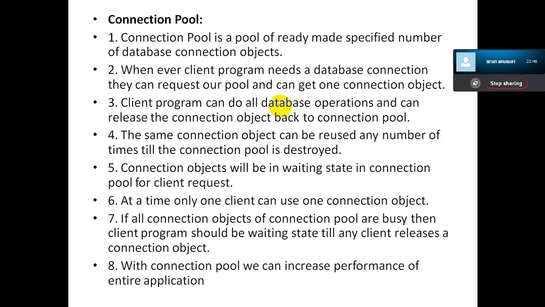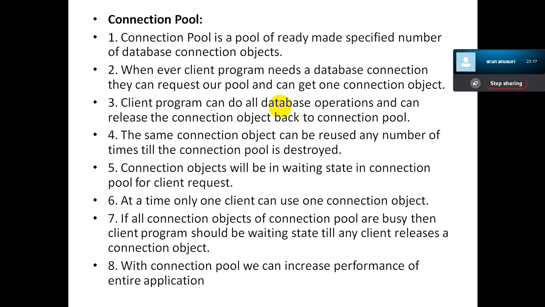Connection objects will be in a waiting state in the connection pool for client requests. So if there are no requests, they will be in the waiting state. So a connection pool is actually a mechanism where we can have a default number of connection objects, like 3 or 5, and they will be waiting or listening for any connection request to occur, and if there is any request, a connection object is given.